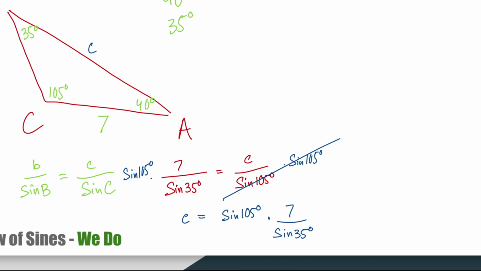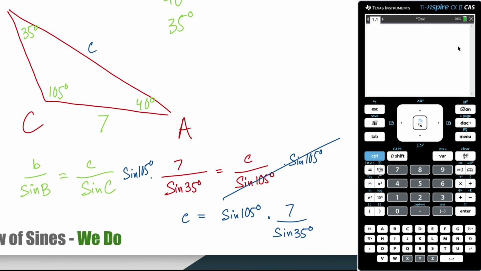Okay, now in order to do this, we are going to need our calculator. So let me just get that up here. Okay, and we're going to plug in all that information. All right, now make sure yours is in degrees. Okay, if it's not in degrees, you're not going to be able to do this correctly. Okay, so I can type mine in, sine of 105 multiplied by 7, and that's going to be divided by the sine of 35 degrees.